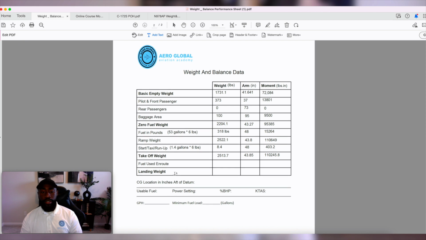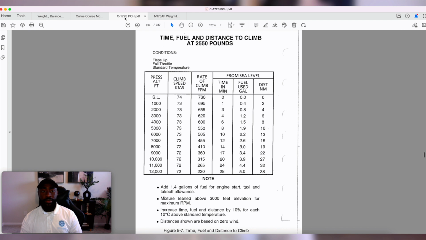But before I go deeper into that, it's important to understand the takeoff information here, because this number right here, the arm for your takeoff weight, tells you where your CG location is when you're taking off. So in order to prove that your aircraft is safe to actually fly with this loading, the first thing you want to do is come to the POH and take a look at the CG envelope.